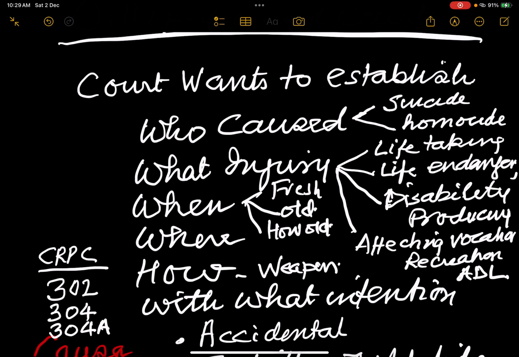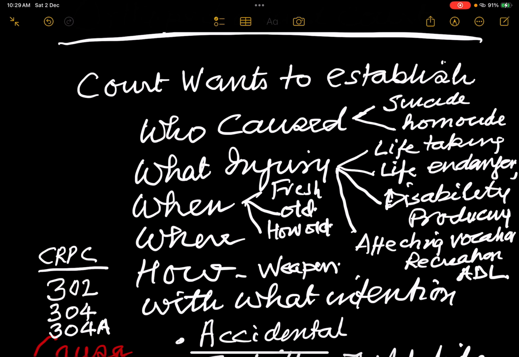The second thing is what injury. Who caused what injury, when, where, how, and with what intention. This is what the court wants to know. So who caused it? Suicide or homicide? What injury? Life-taking, life-endangering, disability producing, affecting vocation, recreation or activities of daily living. When? Either fresh or old. If old, how old?